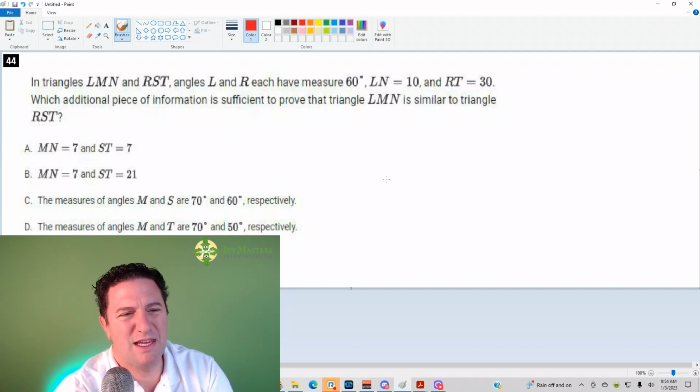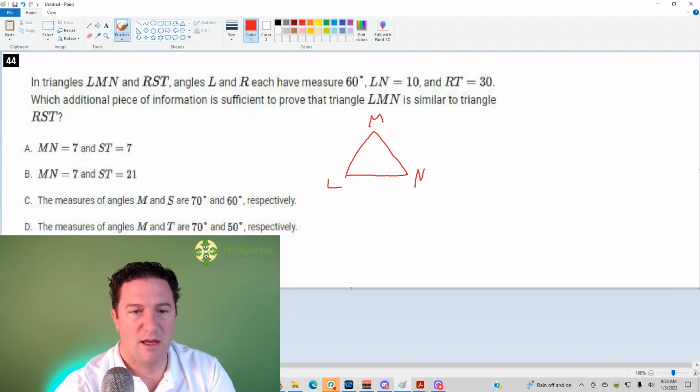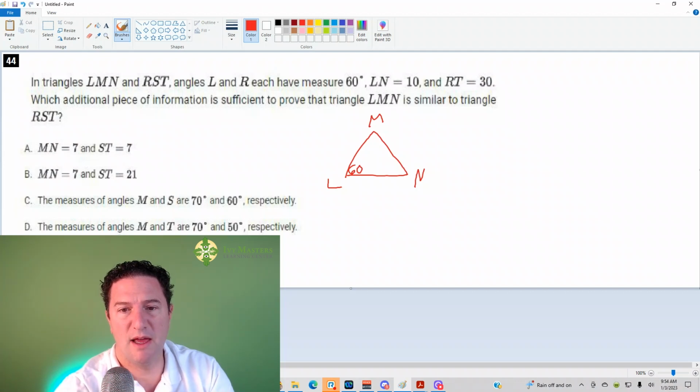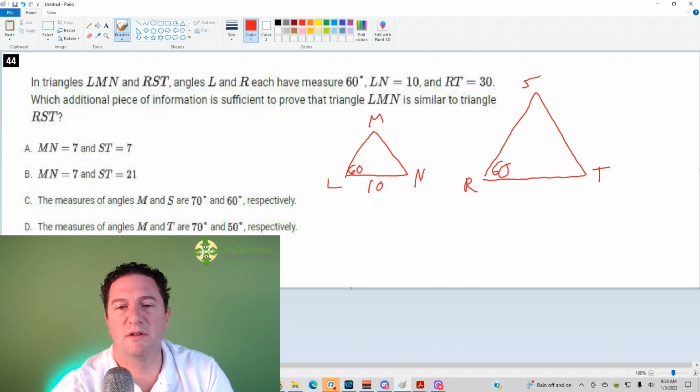So let's begin to draw them. Anytime there's something to draw, draw it. So here we go. Note, my figure's not drawn to scale. We'll label it L, M, and N. And it says we've got a 60-degree angle here, and LN is 10. And I'm going to build a bigger triangle, and I'll tell you in a minute why. This is RST. It says that angle R is 60 degrees, and it says that RT is 30.